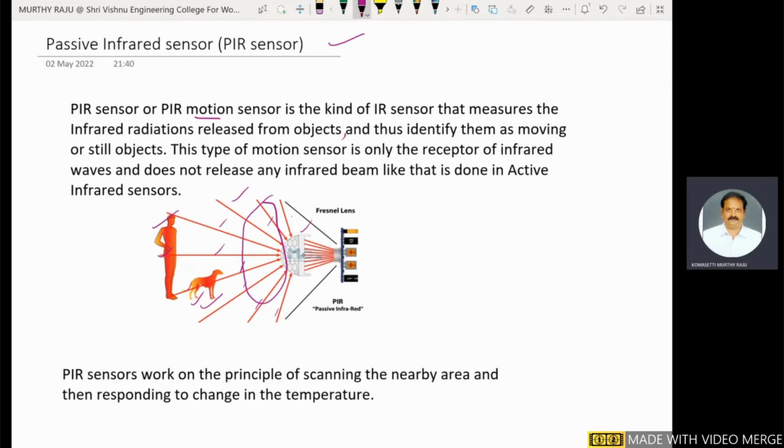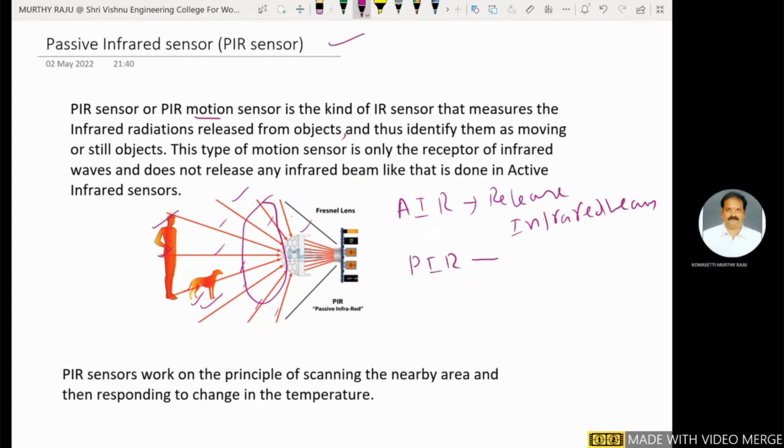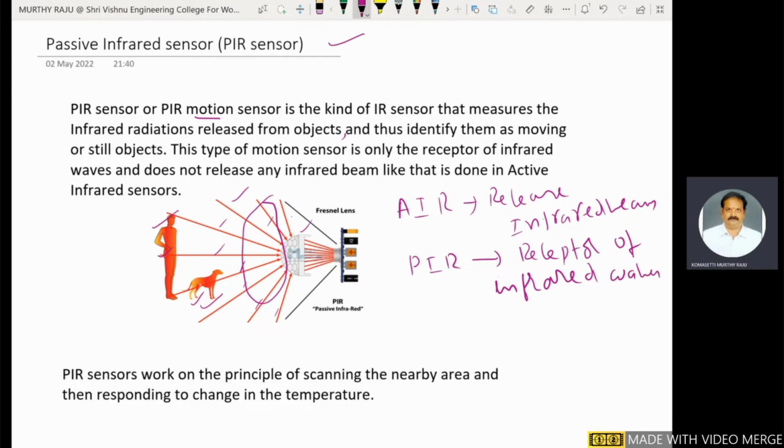That is done in the active infrared sensors. Active infrared sensors release infrared beams. Passive infrared sensors are acceptors, receptors. This type of motion sensor is only a receptor of infrared waves from the living object which is in moving condition.